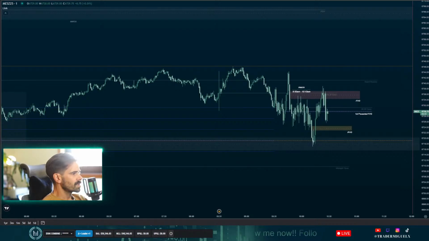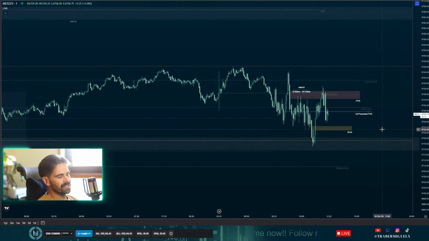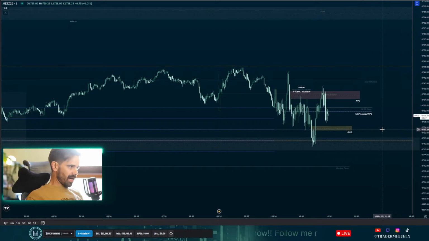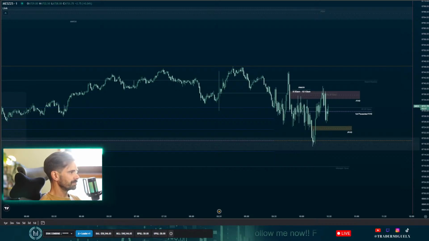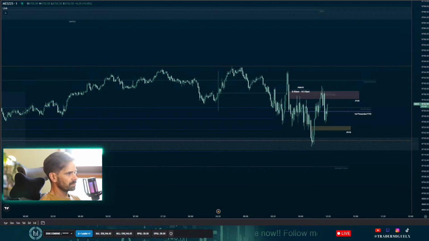So yeah, reading these types of conditions, I cannot see a high probability setup, honestly. If you look at the 15 minute, the 15 minute is very ugly price action. So yeah, guys, I hope you didn't force anything today, because if you try to force anything, you will probably get hurt.